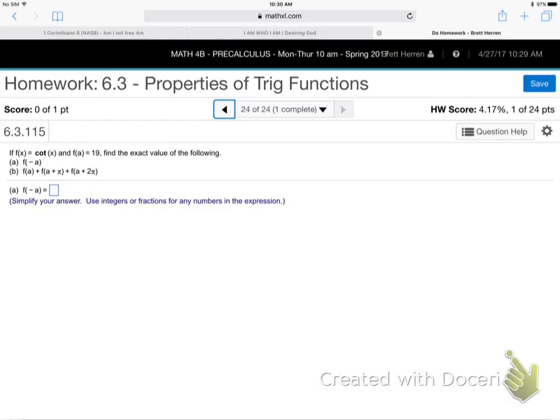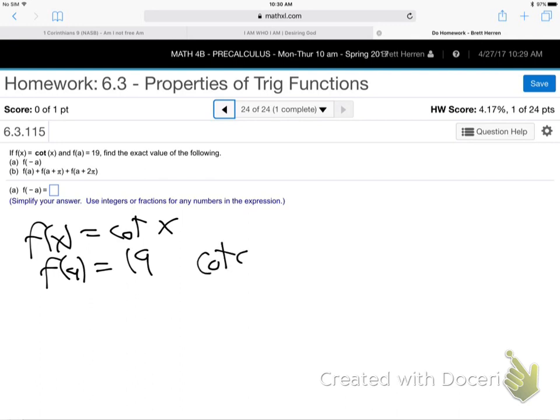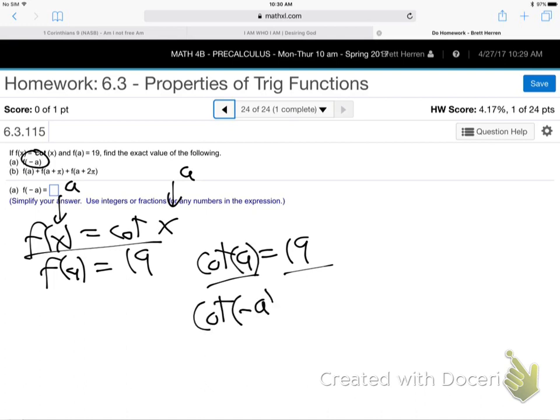All right. So f of x is cotan of x. F of a is 19. So that means cotan of a is 19, right? See what they're saying? Because f of x is cotan of x, so if you plug in a, the a gets plugged in there too. So f of a, cotan of a, is 19. Okay? So now they're saying, what's f of negative a? So if the cotan of a is 19, what's the cotan of negative a?